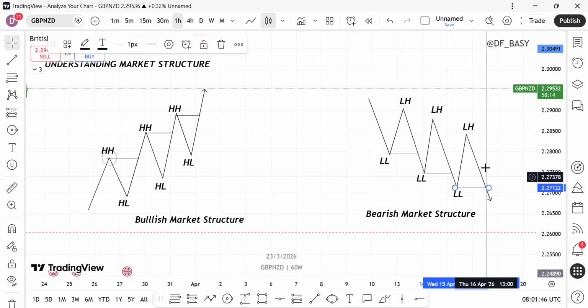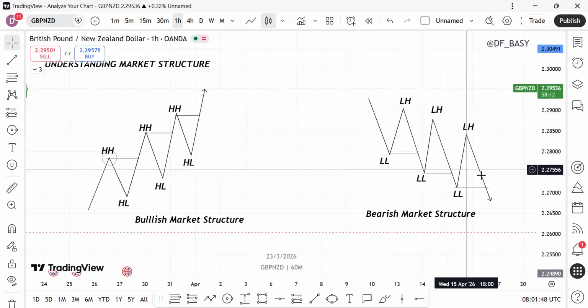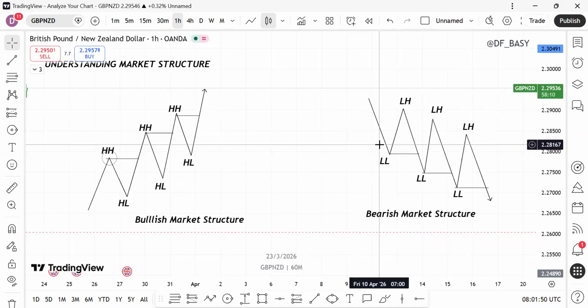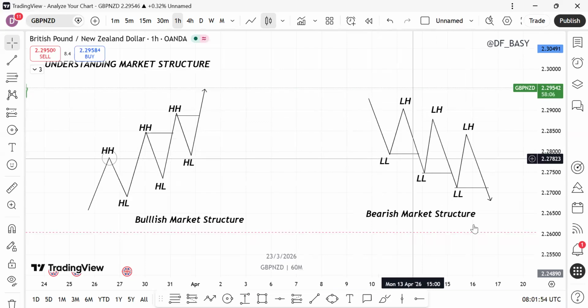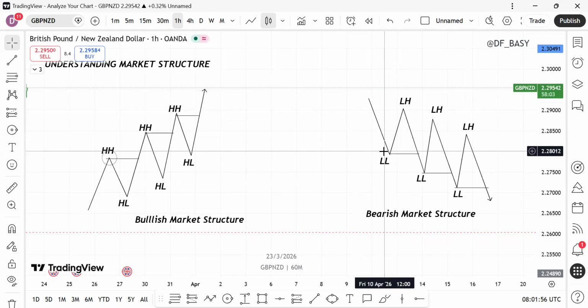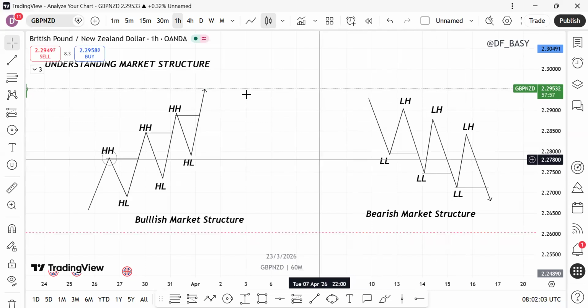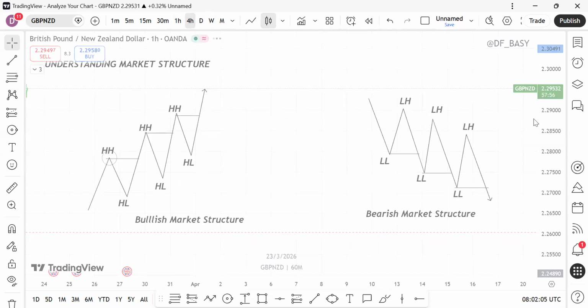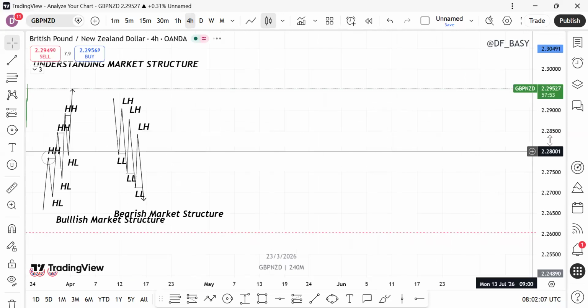They have a break of structure here. They have break of structures to the downside. So this is the basic market structure concept. Now if you can understand this, you can understand how the market moves. This is how, in ideology, it moves. But in real time, this is how the market structure moves. Let me show you how it moves in real time.